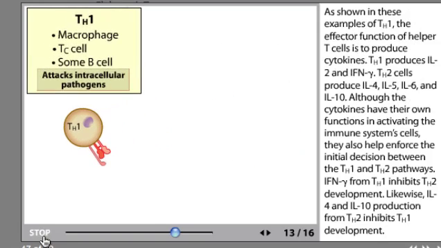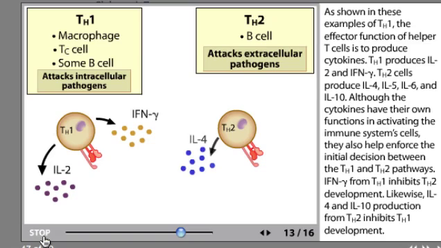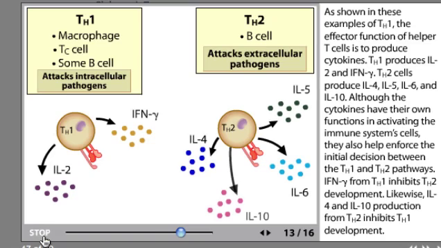As shown in these examples of Th1, the effector function of helper T cells is to produce cytokines. Th1 produces IL-2 and interferon gamma. Th2 cells produce IL-4, IL-5, IL-6, and IL-10. Although the cytokines have their own functions in activating the immune system cells, they also help enforce the initial decision between the Th1 and Th2 pathways. Interferon gamma from Th1 inhibits Th2 development. Likewise, IL-4 and IL-10 production from Th2 inhibits Th1 development.